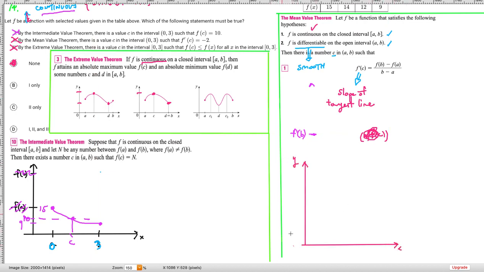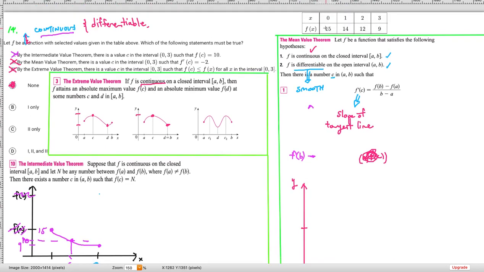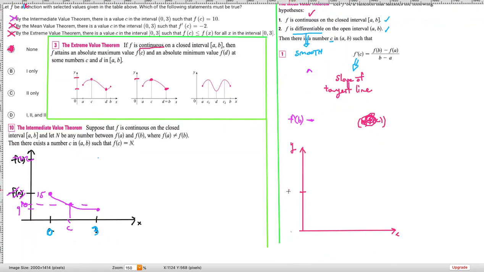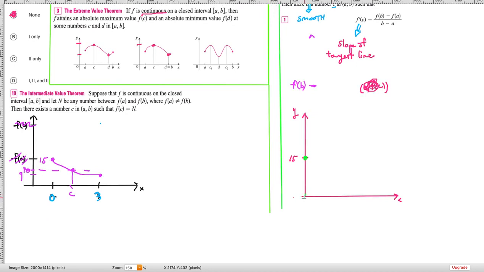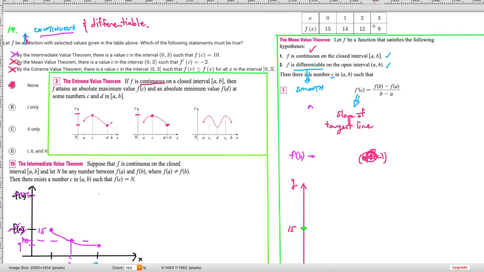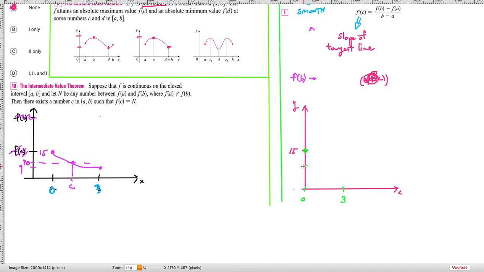So now in this case, I have it where the role of A is 0, and they tell me that f of 0 is 15. So I have this point, (0, 15). So that's a point. And then they tell me that the role of B is 3, and they tell me that f of 3 is 9. So let's say, I don't know, right here. Here's 9. And then that's a point.